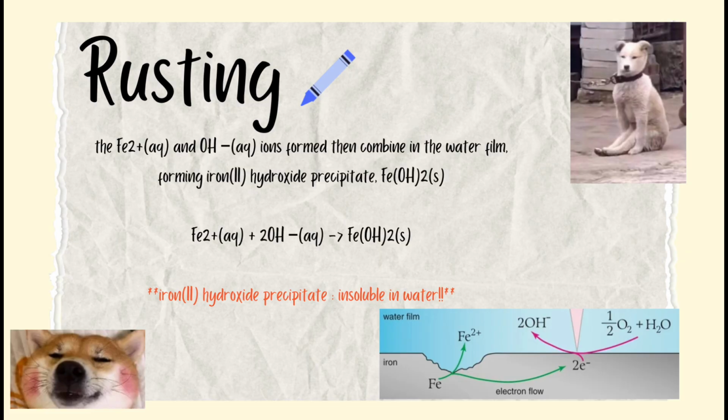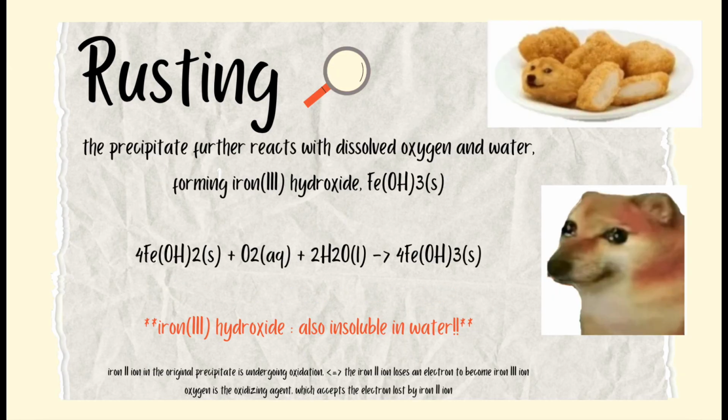Note that it is insoluble in water. The iron-2 hydroxide precipitate further reacts with dissolved oxygen and water to form iron-3 hydroxide. Note that iron-3 hydroxide is also insoluble in water.